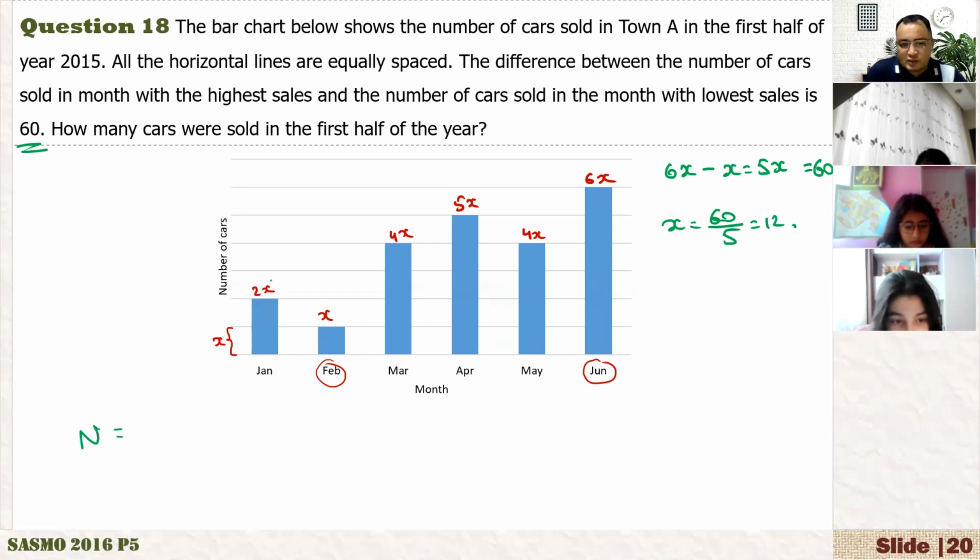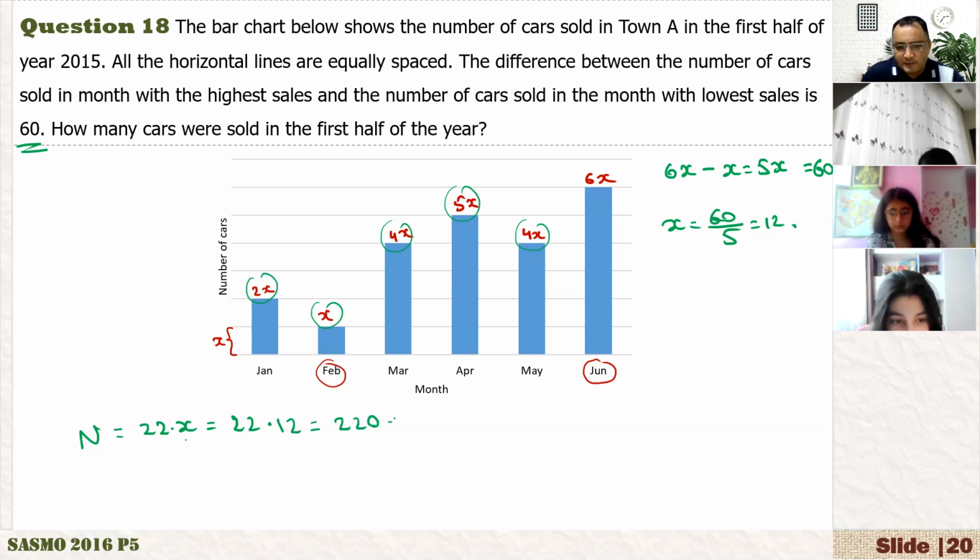How many x's do we have here? 2 plus 1, 3, plus 4, 7, plus 5, 12, plus 4, 16, plus 6, that is 22x, right? And 22 times the value of x, which is 12. 10 times 22 is 220. 2 times 22 is 44. So that's equal to 264 cars. So in the first half of the year, altogether 264 cars were sold.